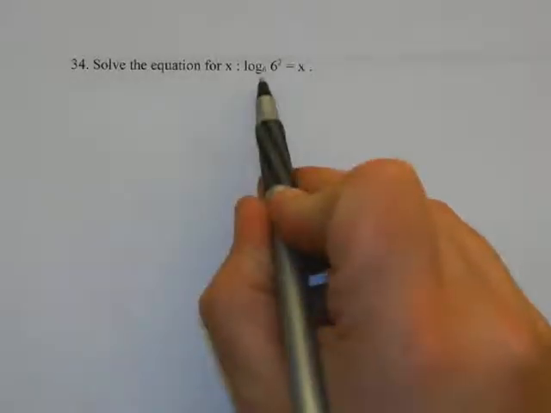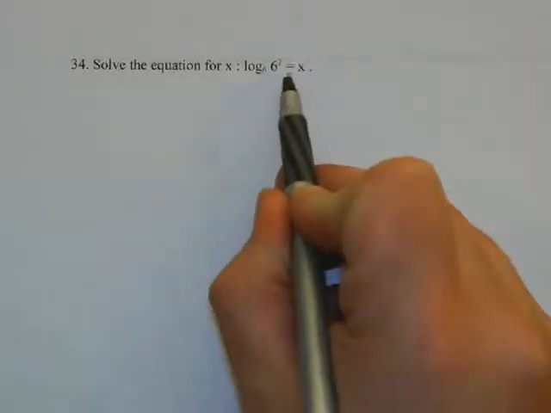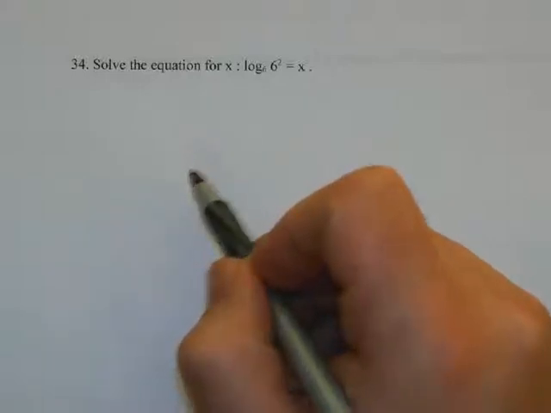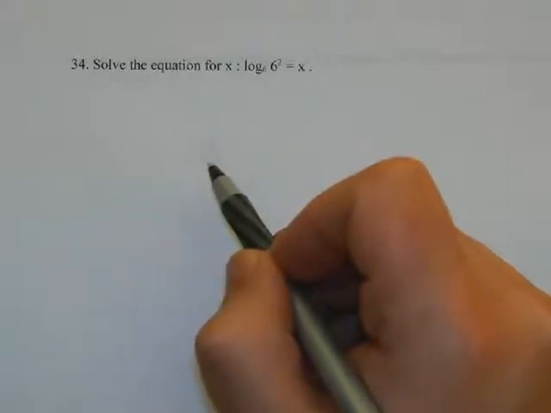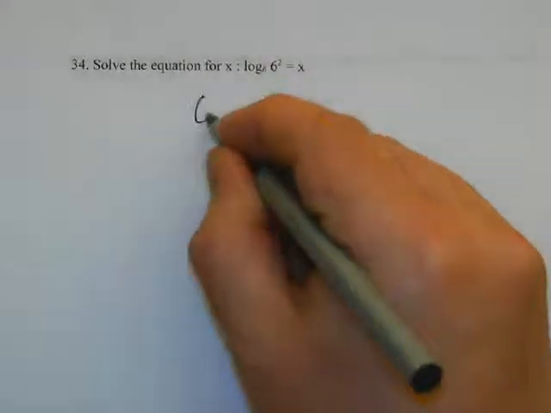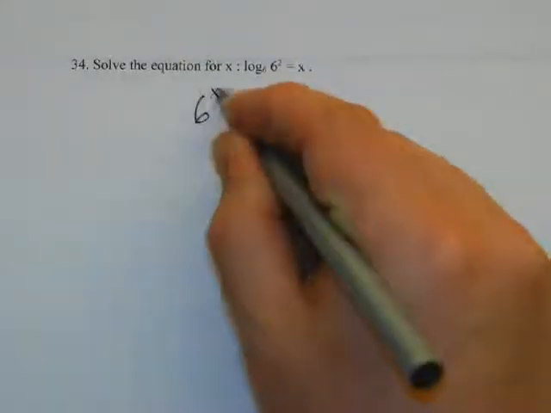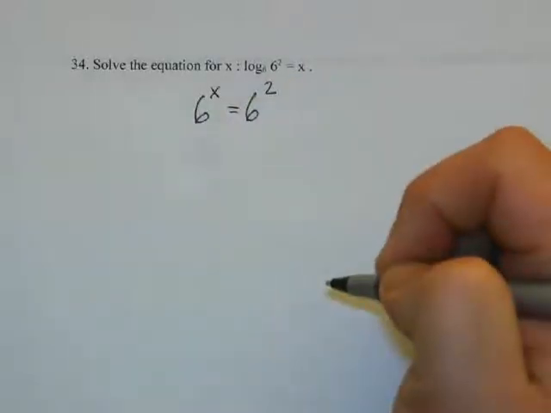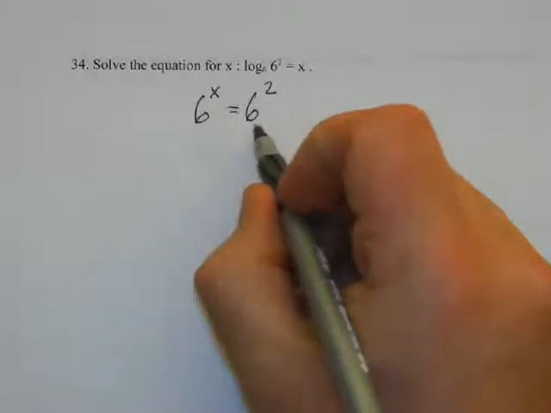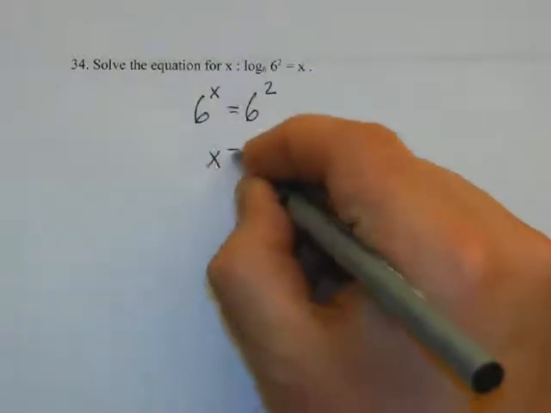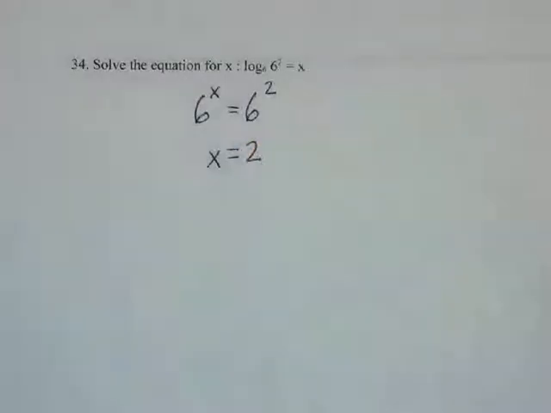Okay, number 34. Solve log base 6 of 6 squared equals x. So if you don't see the answer right now, all you need to do is rewrite it as an exponential. So 6 is the base to the x power equals 6 squared. Now since the bases are equal, the exponents are also equal, so our solution is x equals 2.